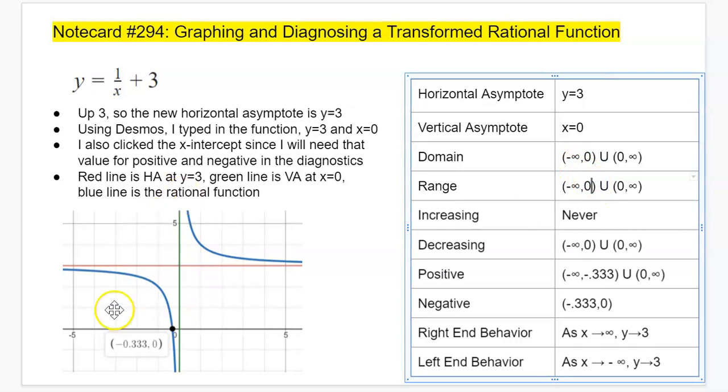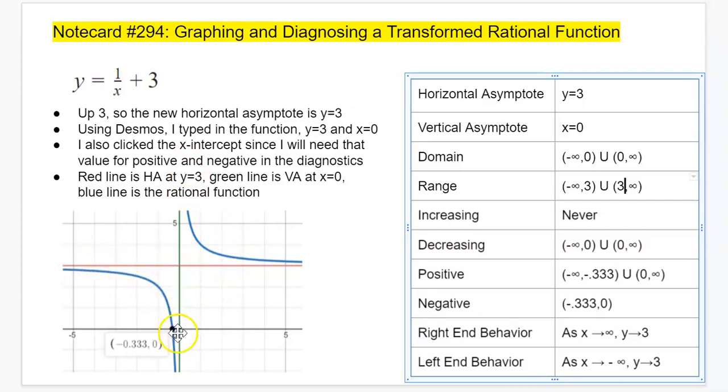So my range, if I smush this blue to this green line, okay, the green line is the y-axis, by the way. It's x equals 0. It would be negative infinity up to 3, and it would jump from 3 to infinity. So this one smushes all the way up to 3, and then this one smushes 3 and above. But 3 is not included because that's a horizontal asymptote.